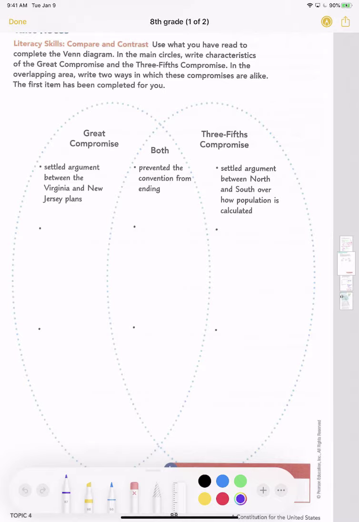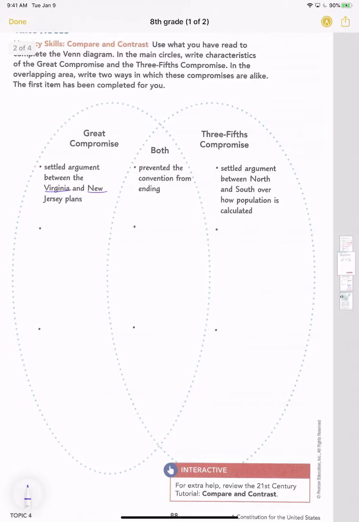Everyone, welcome back. So today what we're going to do is go over the last sheet of work packet 1. So let's get started. This worksheet is asking you to compare and contrast the Great Compromise and the Three-Fifths Compromise. The Great Compromise is all about settling what our Congress will look like today, while the Three-Fifths Compromise talks about slavery. The first bullet has been done for you in regards to the Great Compromise, and this one says it just settled the argument between the Virginia and New Jersey plans, right?